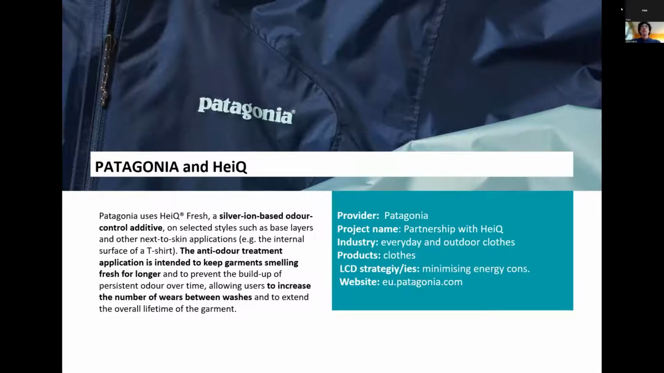Similar, but not the same, is what Patagonia is doing together with HeyQ. HeyQ is a silver ion-based additive. So the concept here is a partnership. It's quite interesting, but they add to some Patagonia clothes this treatment, which allows to keep anti-odor, basically. And so they smell fresh for longer. And again, this is the same guideline applied. So you don't have to wash your Patagonia jacket or clothes so frequently, because there is no need of doing that, because the clothes keep being perfectly fresh and good to go out. So that's an application of the guideline.